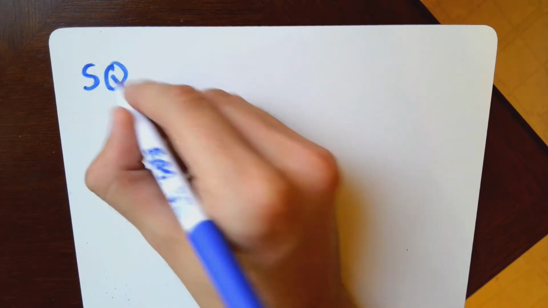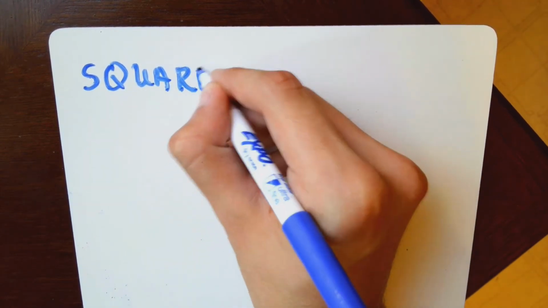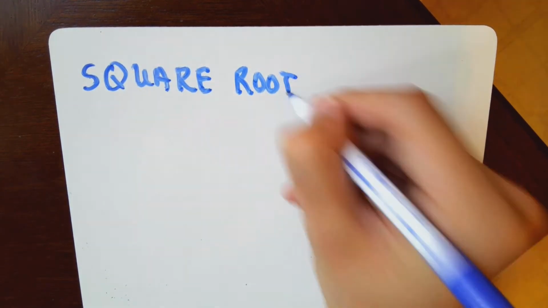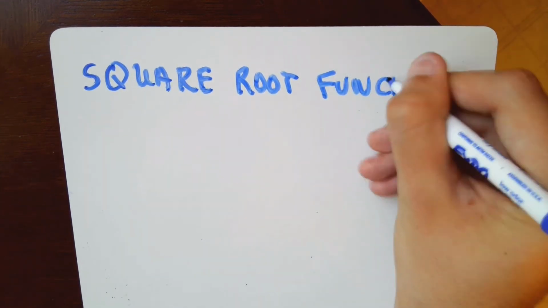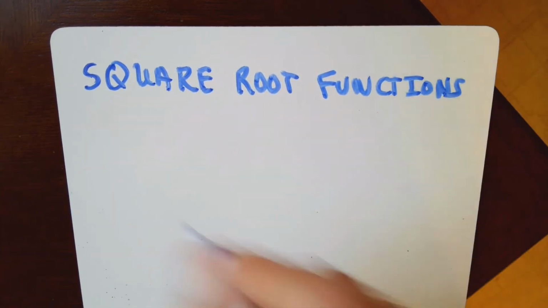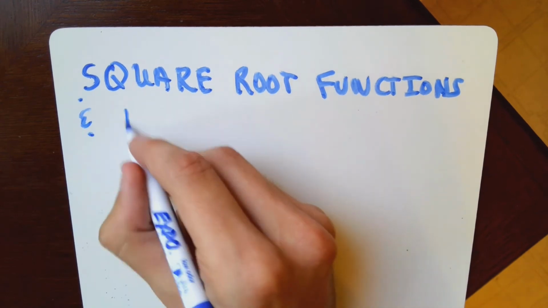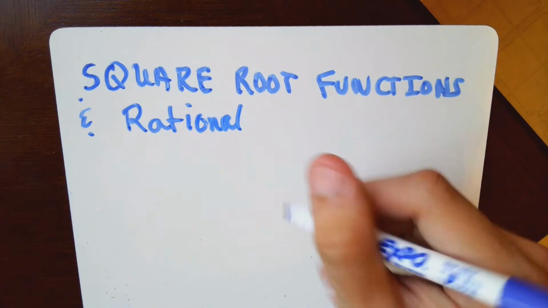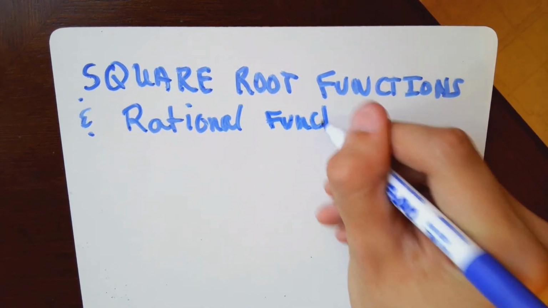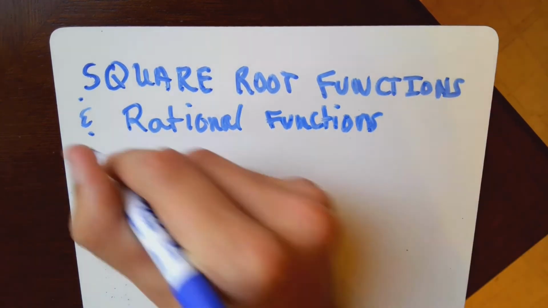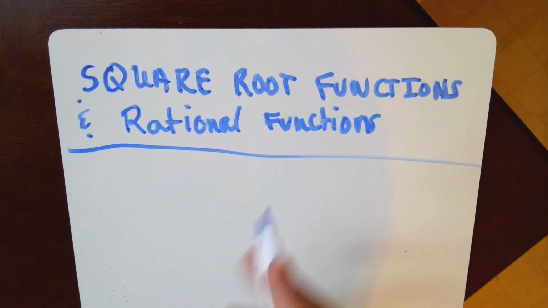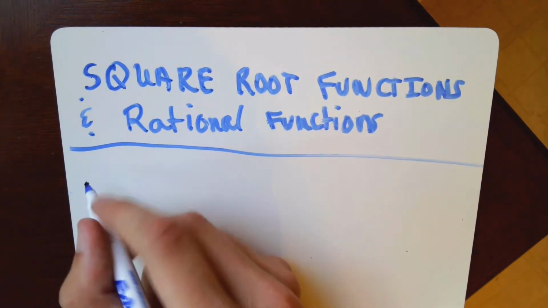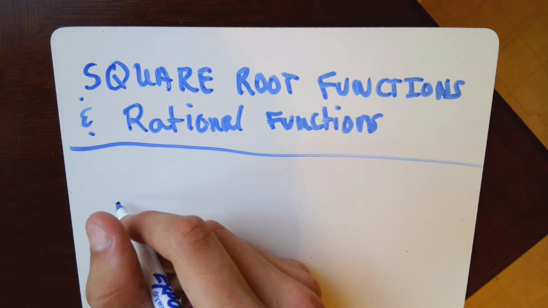Hi everyone. In this video I want to talk about two different types of functions. I want to talk about square root functions, and rational functions. Now this doesn't mean rational is like reasonable. Rational functions are ratios of polynomials, essentially. They're ratios of functions. Well, let's first talk about square root functions, though.